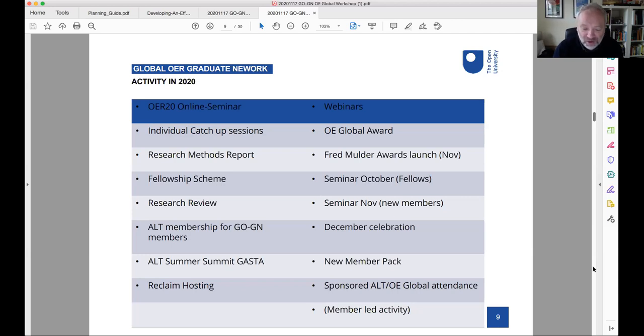We got the fellows to present about their work, which was starting in October. We're running a seminar for new members. We did three this morning, we'll do three this afternoon, where they can present about their work.